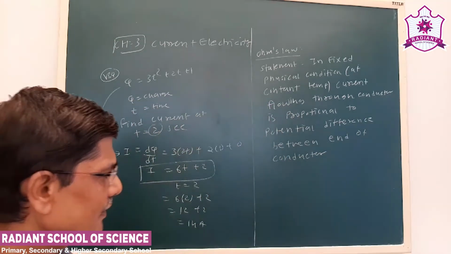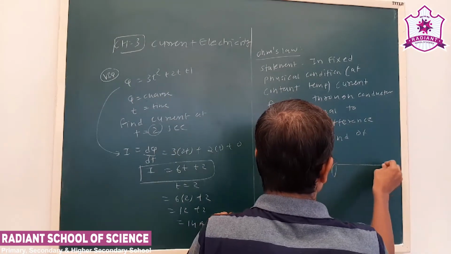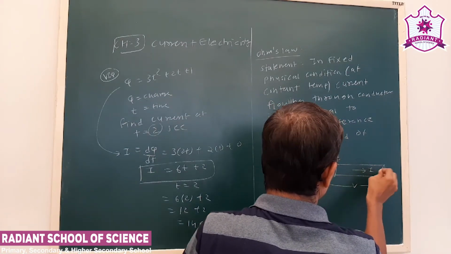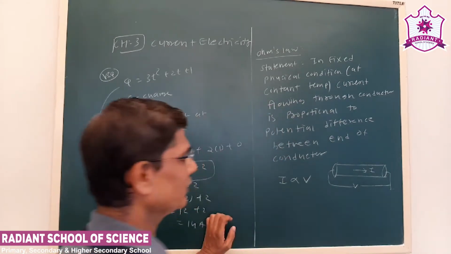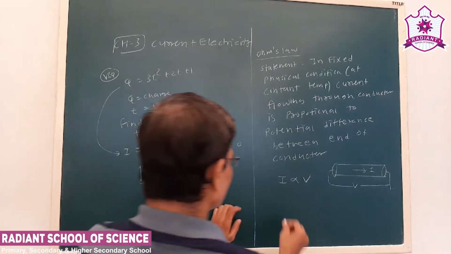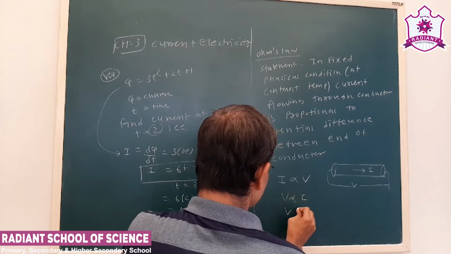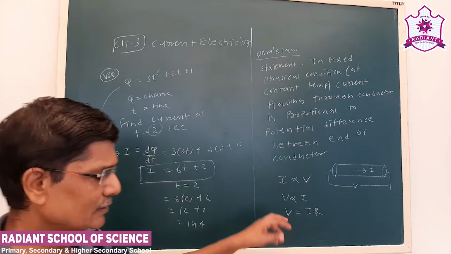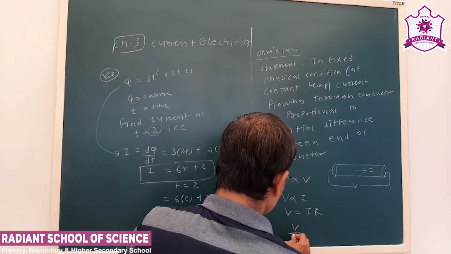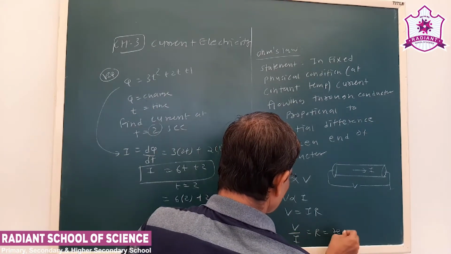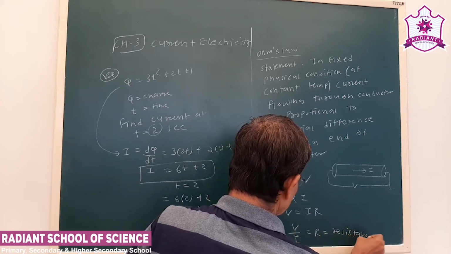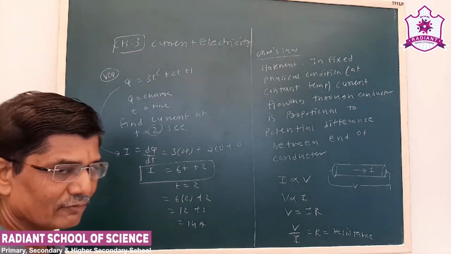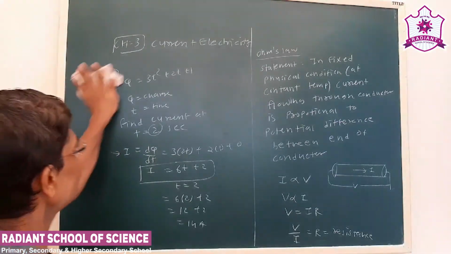Okay, now let us say conductor is like this. See, the potential difference is V. Current I is proportional to V. Okay, or we can say V is proportional to I. See, V is equal to IR, then see R is a proportionality constant, or we can say V upon I is R. Now that is called the resistance. Okay, now this simple meaning of the word resist means to oppose.